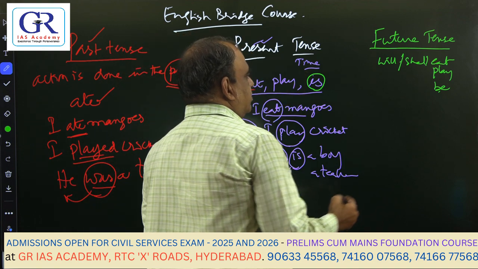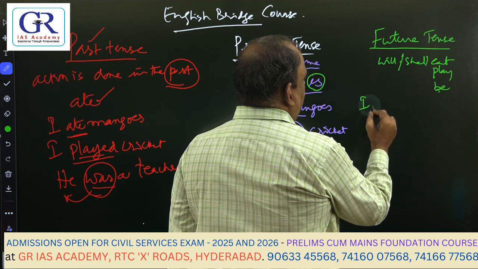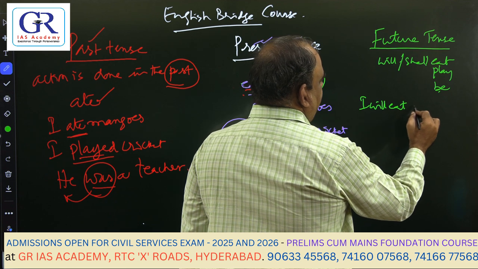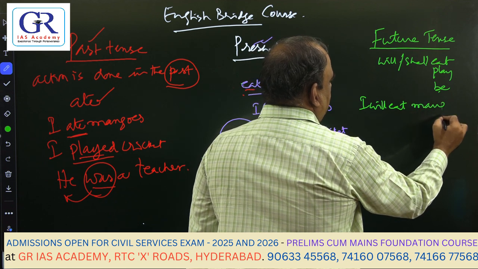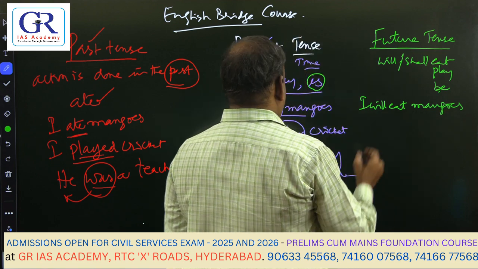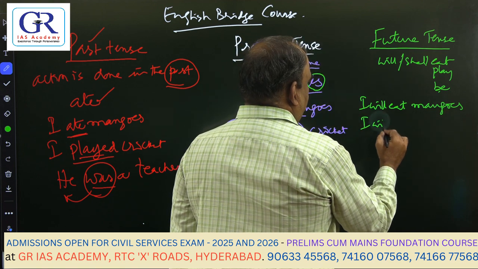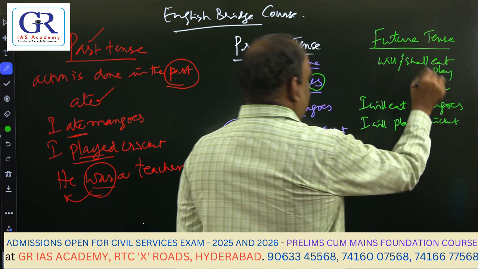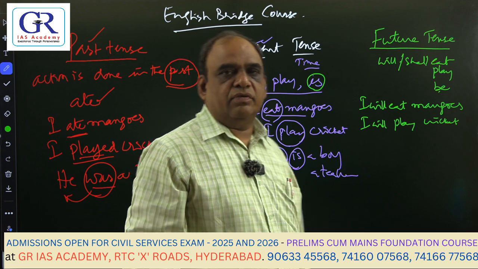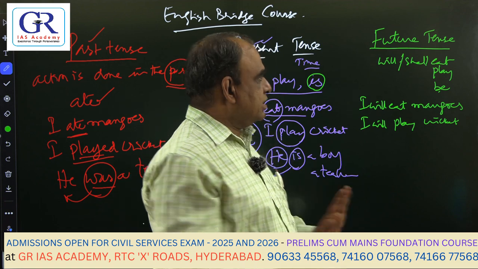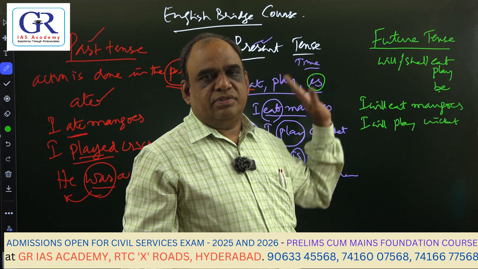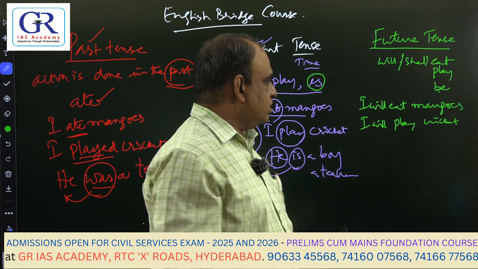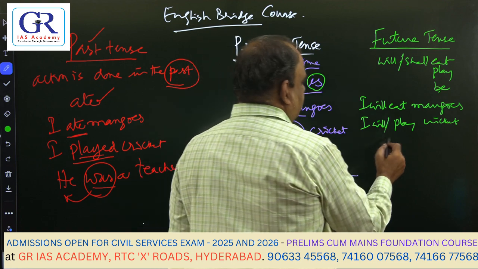Okay. So what am I supposed to write here? I will eat a mango. I am speaking about future. I will eat mangoes. I will play cricket. So instead of will, you can also write shall. I am not going into details of where we have to use will or where we have to use shall. Basically, I am trying to explain the tenses. Instead of will, you can also use shall.